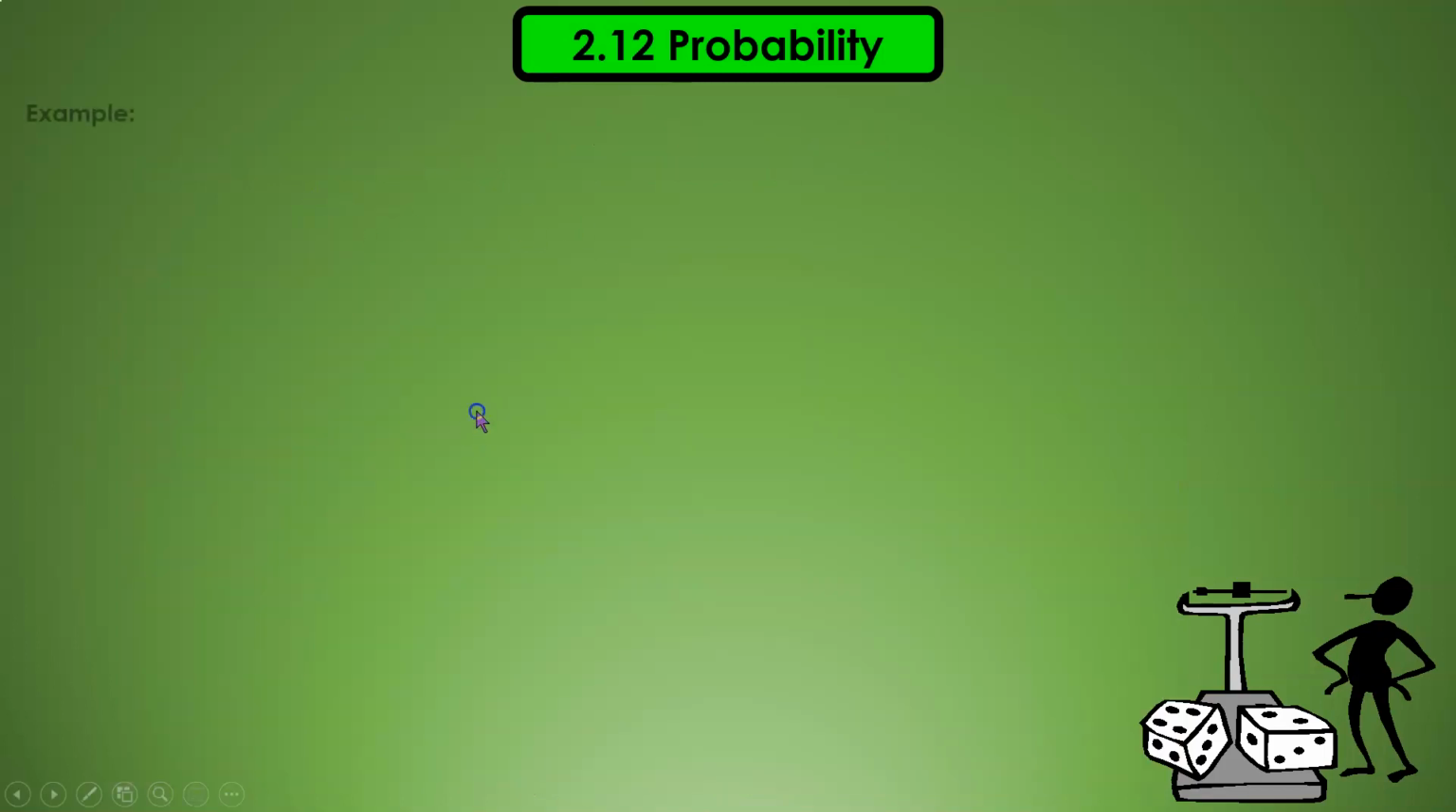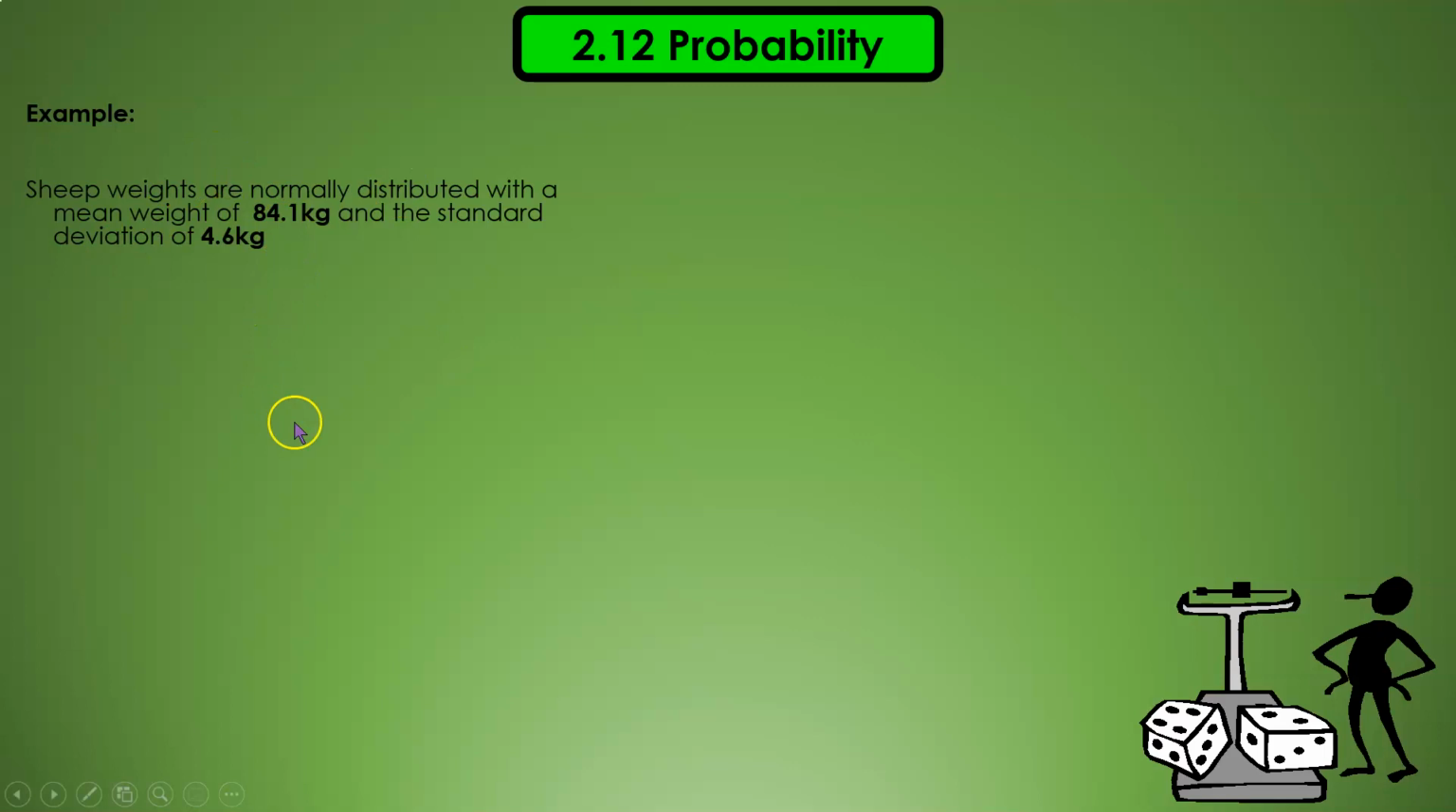So let's take a look at the problem. Sheep weights are normally distributed with a mean weight of 84.1 kilos and a standard deviation of 4.6. So no difference there. That's what we're normally dealing with. What is the probability that a randomly chosen sheep has a weight between 81.018 kilos and 84.1 kilos? This should be automatic now. We should be able to go straight through and think, right, what are my steps?